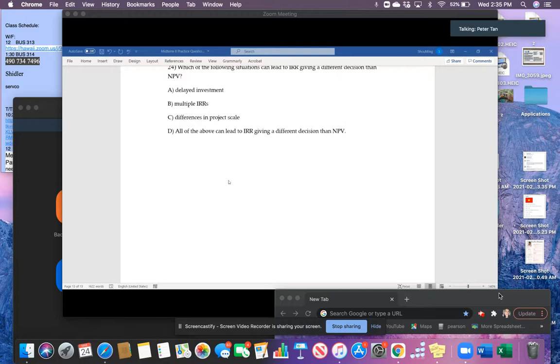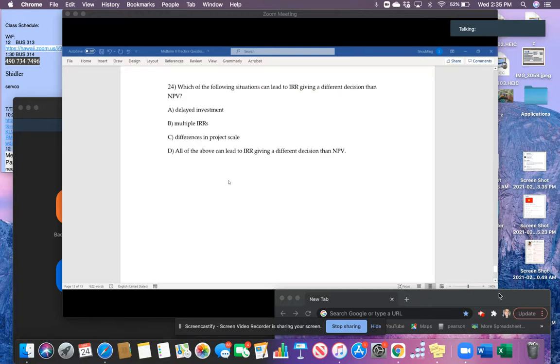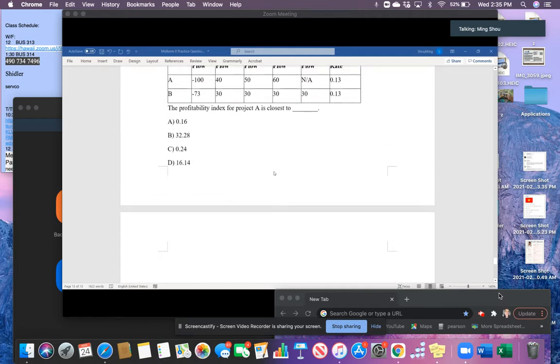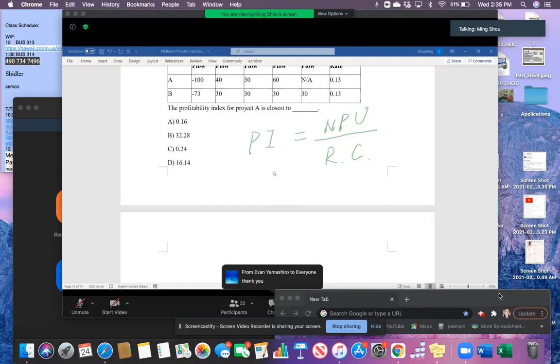What was the equation for the profitability index? The equation for this one? The profitability index will simply equal the NPV. You need to calculate the NPV, then divide by the resources consumed. Resources consumed for project A is $100. Okay, I understand. Okay, good.